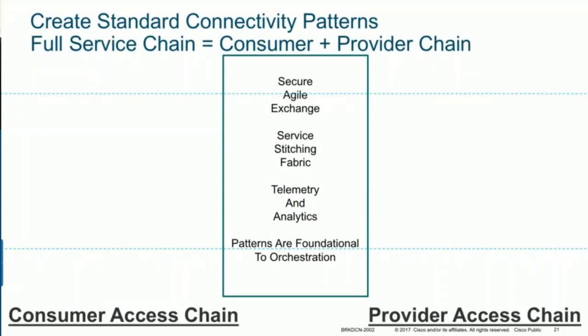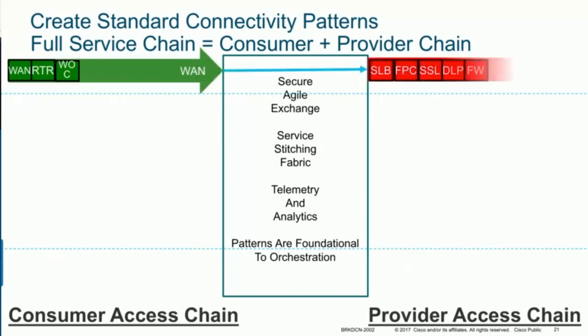And then breaking up into patterns, we have inbound, where you have a consumer chain on the WAN, and this could be an SD-WAN or an MPLS, it doesn't matter. It's coming into the hub here. And then you can go out to the internet. So a full chain is the sum of a consumer access chain and a provider access chain. Two pieces, put them together, and that's the full service chain.